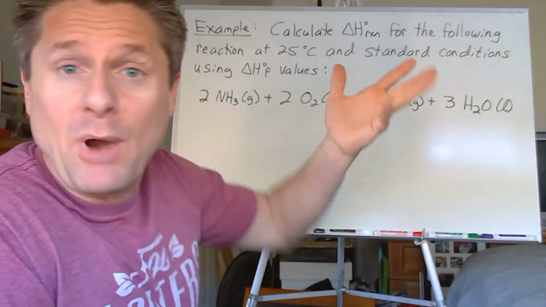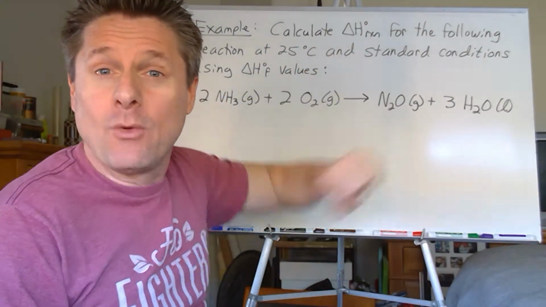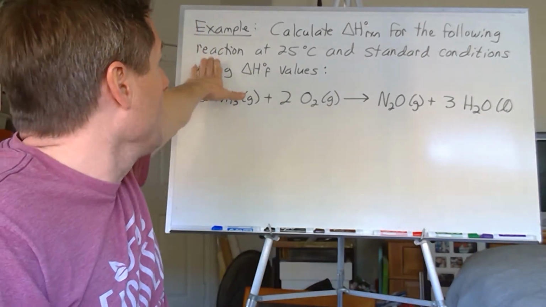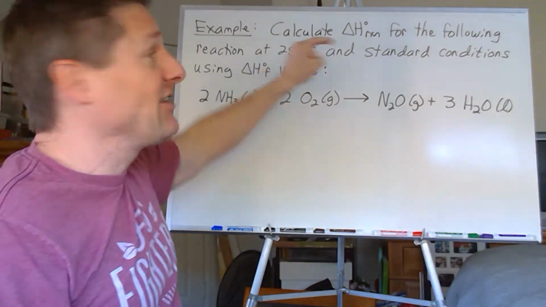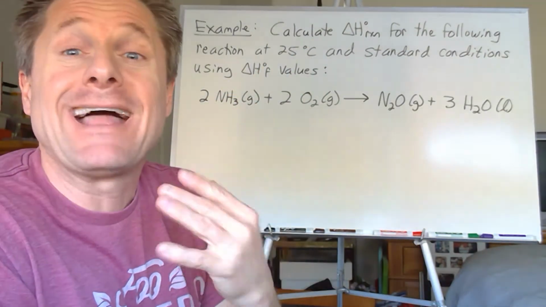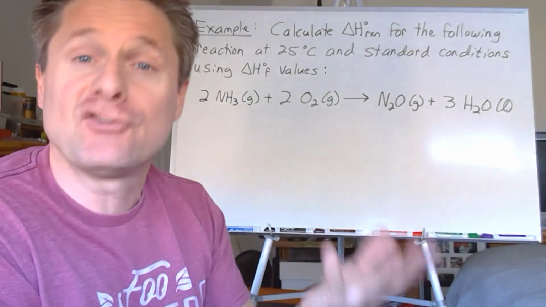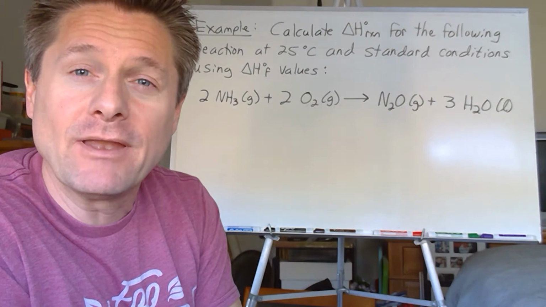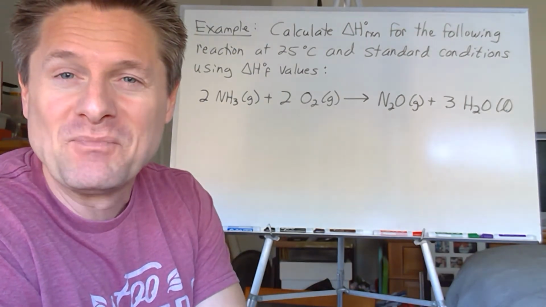So here's a typical problem you might see on an exam or quiz, right? Let's calculate the standard enthalpy or heat of reaction for the following reaction, at 25 degrees Celsius. Now, at this level, if the temperature is not stated, we're going to have to assume 25 degrees Celsius or 298.15 Kelvin, i.e. roughly nice toasty Southern California room temperature, right?